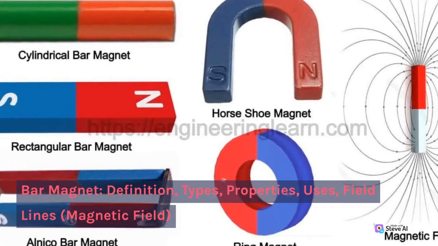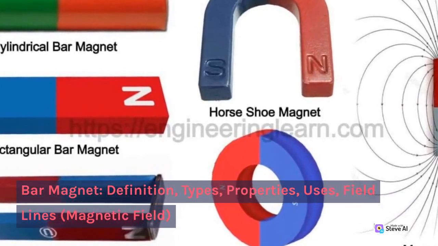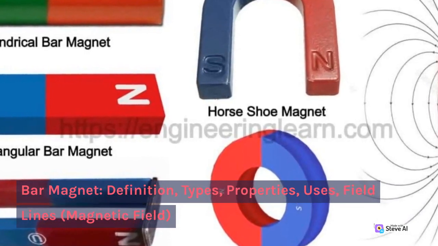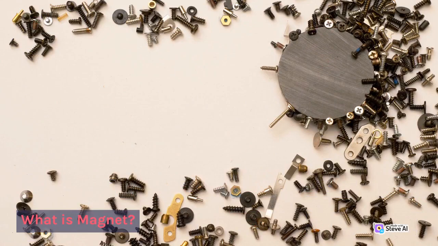Bar magnet: definition, types, properties, uses, field lines, magnetic field. What is a magnet?